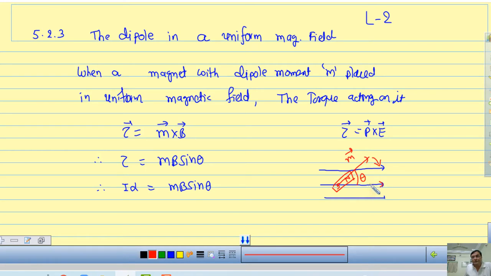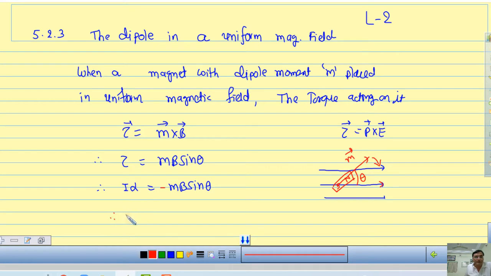And suppose we give a little opposite torque and leave it. In that case, the external torque and the torque due to the magnetic field are both equal, and it remains in equilibrium. If this is the magnet, because of the magnetic field we applied torque externally, and that torque is equal to I alpha. Both are in opposite directions, so we put a negative sign.